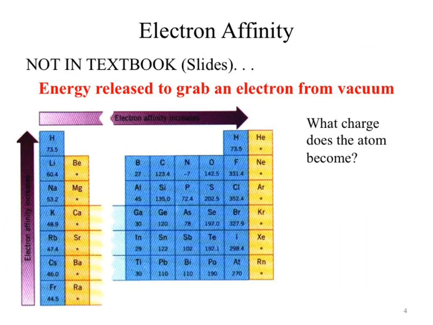This is something the textbook left out, and kind of understandably, because it's easy to get it confused with the ionization energy. So you don't need to write anything down necessarily on this. We'll just briefly talk about it. The electron affinity is the energy released to grab an electron from the vacuum. How does it relate to the ionization energy as far as the definition goes? What was our ionization energy? Remove an electron. What's the electron affinity? Accept an electron. Okay? We're looking at opposite processes. What charge does the atom become if we look at electron affinity?